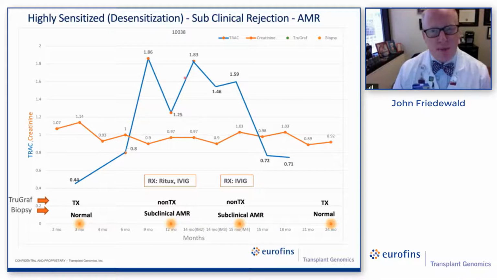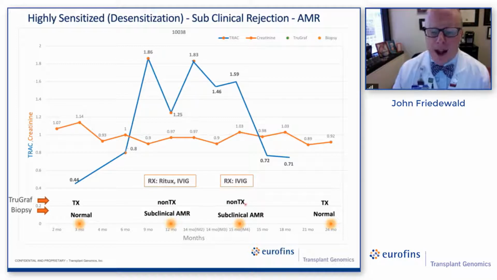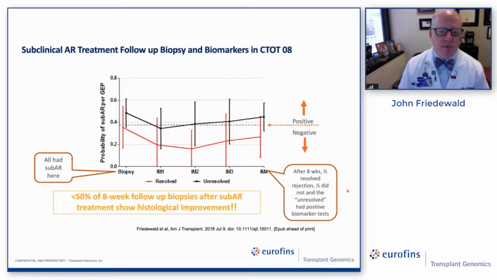Cell-free DNA, which was found retrospectively, was still high this whole time. They had a follow-up biopsy in 3 months per the clinical protocol. Again, the TruGraf is still abnormal, not TX. The biopsy still shows subclinical AMR. They're treated with additional rounds of intravenous immunoglobulin. Cell-free DNA now comes down. And by the 24-month time period, they got a normal biopsy with a TX TruGraf result. I think this is a great illustration of how both biomarkers can help track the course of a patient over time and inform interventions.